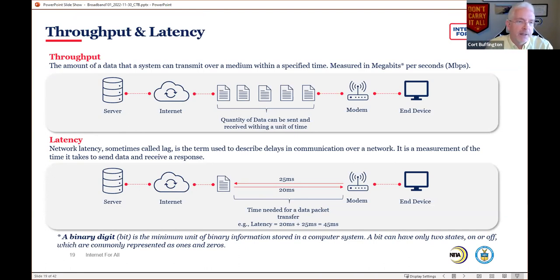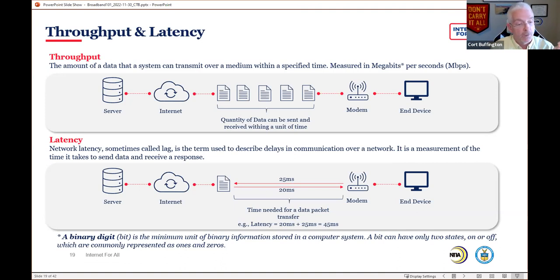Throughput is the amount of data the system can transmit over a medium in a specified amount of time. This is bulk bandwidth, not the flow rate, which is bandwidth, but how big of a piece of data we can move over a period of time. That throughput is measured by looking at the entire network path.